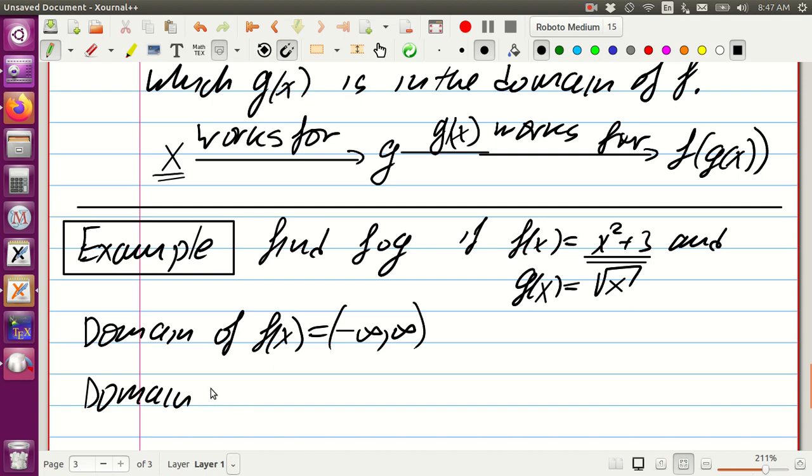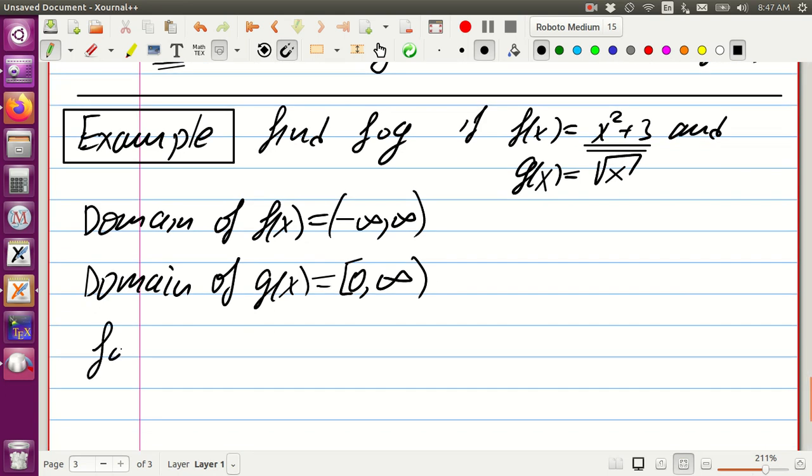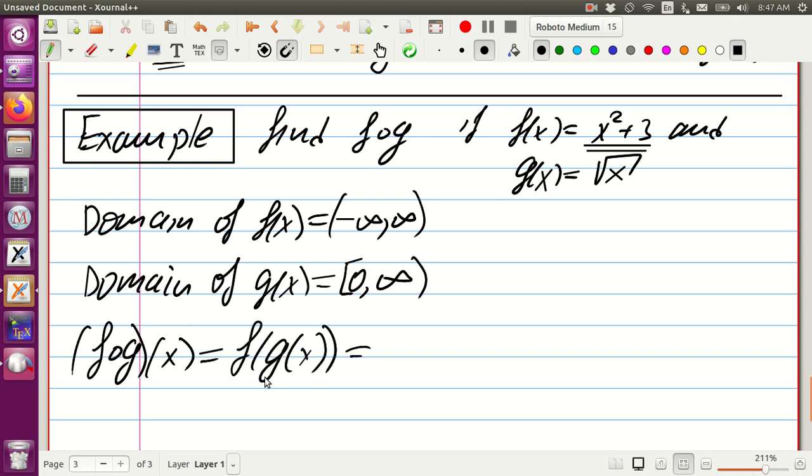Then for the domain of g of x, we dealt with square roots many times. So any non-negative number will work. So everything bigger or equal than 0 would work for this function. All right, so now we're going to the composition. So what is f composed with g of x? So I suggest to actually follow the definition and write it like this, and then take g of x and plug it in over here. So we're going to get f evaluated at the square root of x.